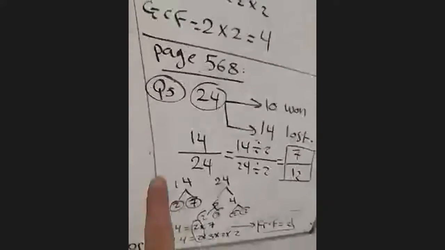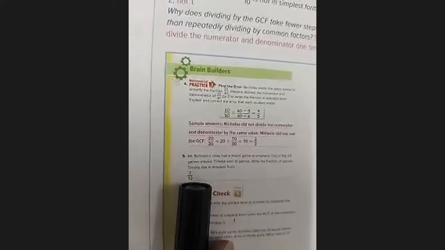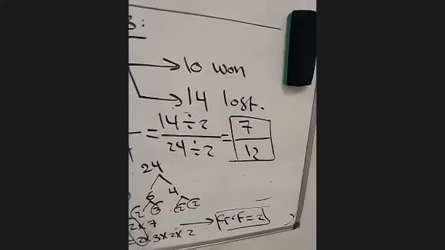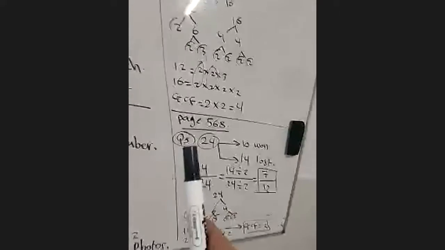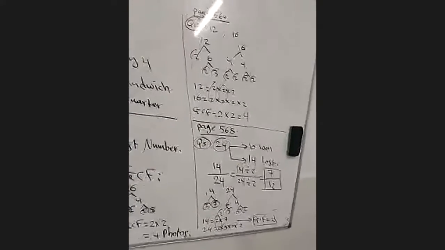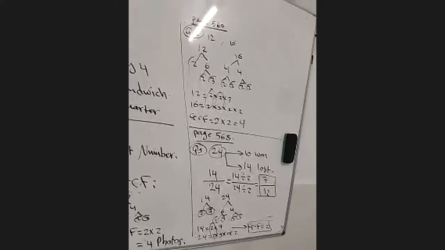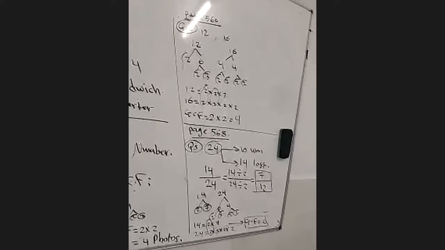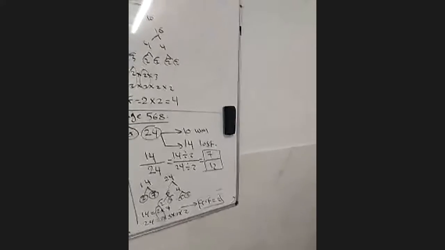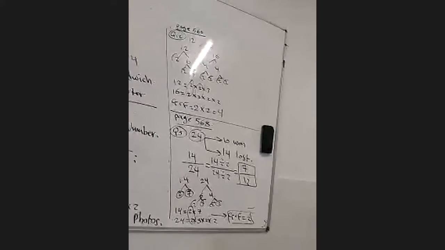Guys, this is question 5, page 568. If you see the answer they wrote here, Ahmed, look: 7 over 12. Which is our answer, right? Copy, guys. This is question 5, page 568. Don't mix it up. Copy the question.